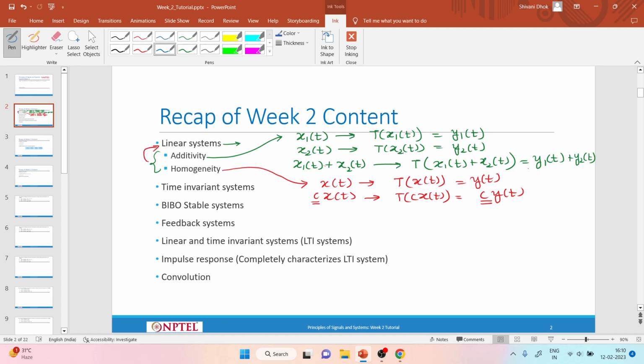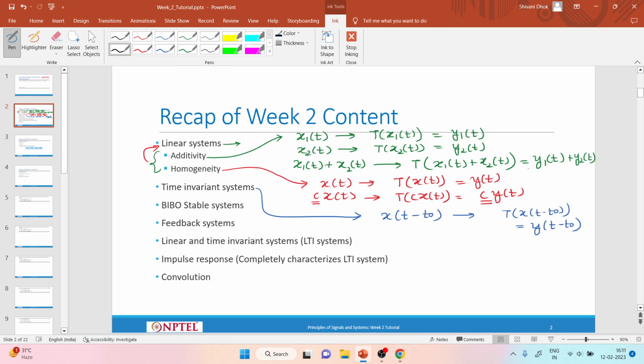The next type of system that was covered was the time invariant system. This says that if I shift an input by some t naught, then my output will also get shifted by the same constant, the same time interval t naught. That is, T of x of t minus t naught should be equal to y of t minus t naught, if y of t was the output for x of t. If this happens, then the system is known as time invariant. Otherwise, it is a time varying system.